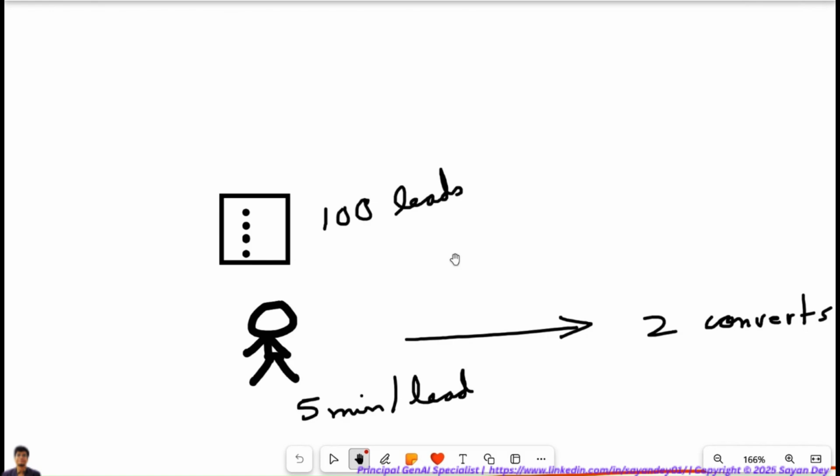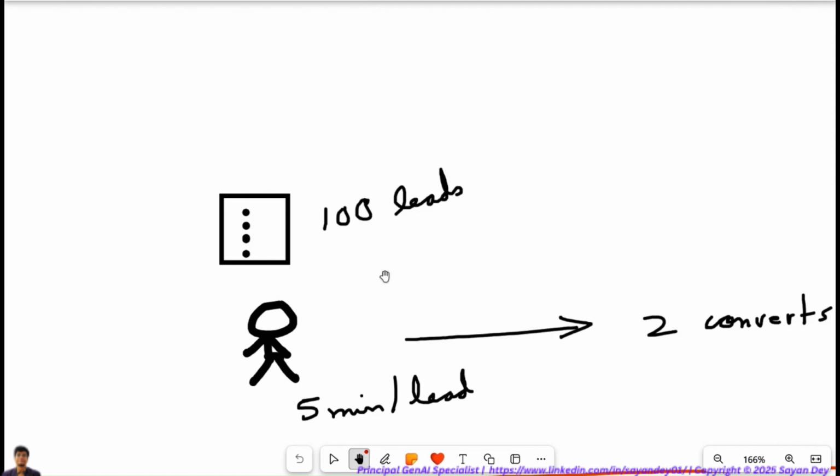At the start of the day, you get 100 leads. 100 leads are 100 potential customers who you need to call. Your team lead tells you to pick up the phone and call these 100 customers, spending, let's say, 5 minutes per lead. Some people will talk to you nicely, and some will say hi, hello, and cut the call in 2 seconds. So on average, let's say we are spending 5 minutes per lead.